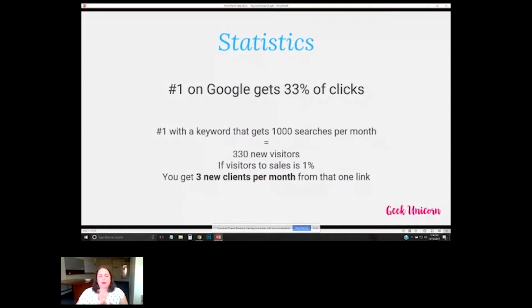But you want to think about too, those 3 clients per month are probably also generating referrals for you. They're probably also repeat customers. And the other great thing is that's not aside from all of your other networking places where you get leads. That's just from that one link. So you can do that multiple times with multiple different keyword strategies and page strategies, plus your regular way that you get clients, like networking or referrals. So that's just the numbers that I use to determine what to go for.